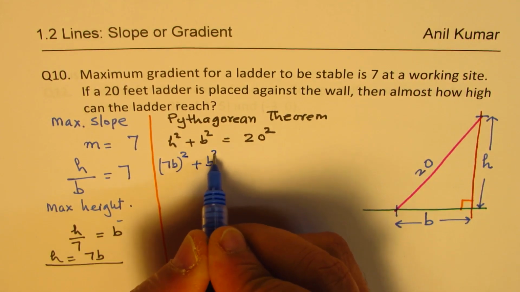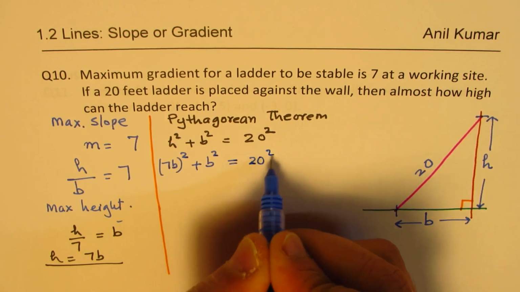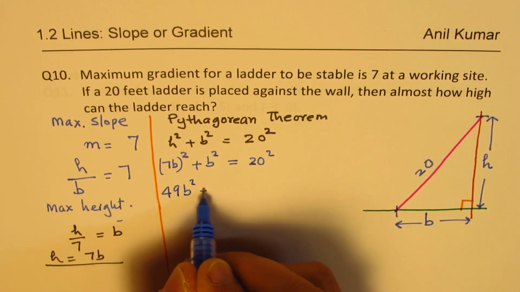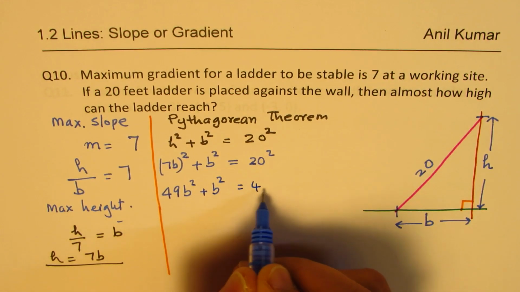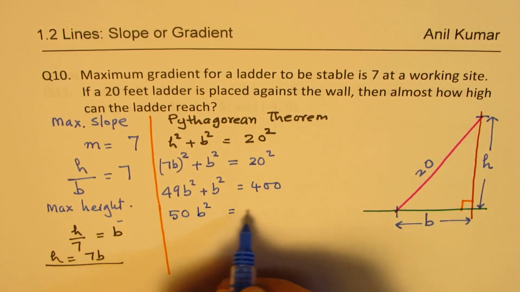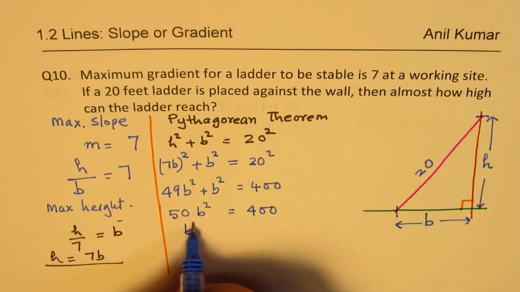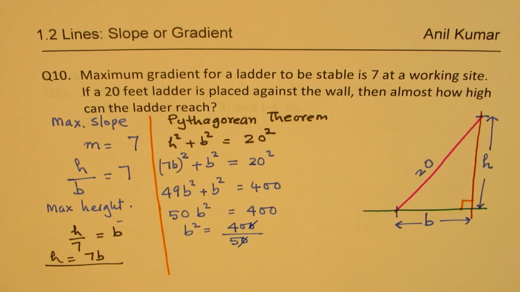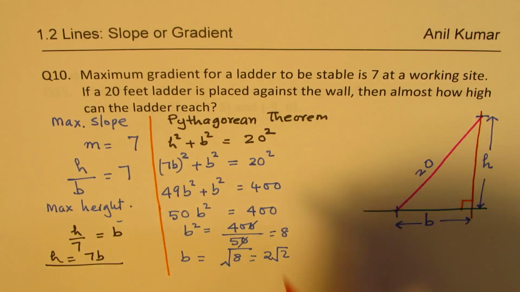So we get 7b squared plus b squared equals 20 squared, which is 400. 7 squared is 49, so we get 49b squared plus b squared is 400. Well, 49 plus 1 is 50, so we get 50b squared as 400. So b squared should be 400 divided by 50. Well, 50 cancels, and that gives me 8. So b should be square root of 8, which is 2 square root 2. So we get the value of b.